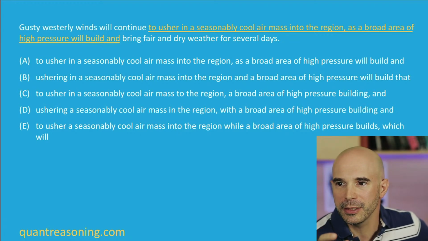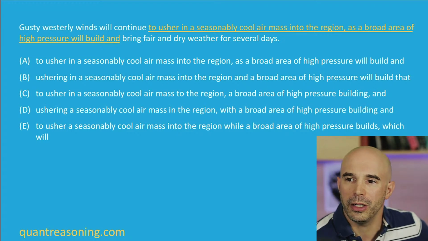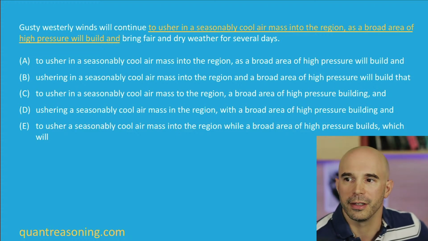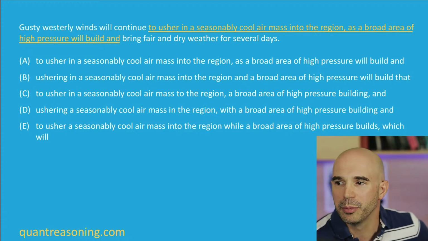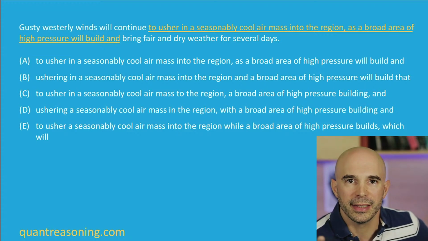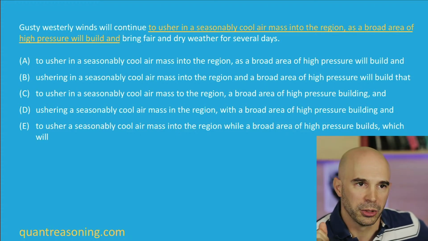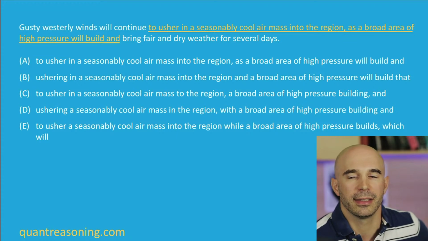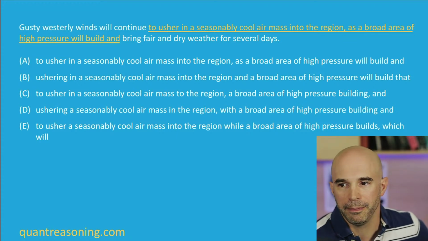D. These gusty westerly winds will continue ushering a seasonably cool air mass in the region, comma, with a broad area of high pressure building and bring fair. Again, parallelism or meaning, and bring fair doesn't make sense as a second item in a list where the first item is with a broad area of high pressure building. So I would say C and D are both wrong for a similar reason, which is that the list of items doesn't make any sense. They both have the word and, and it just doesn't work. And that leaves us with only one answer choice. Answer choice E.